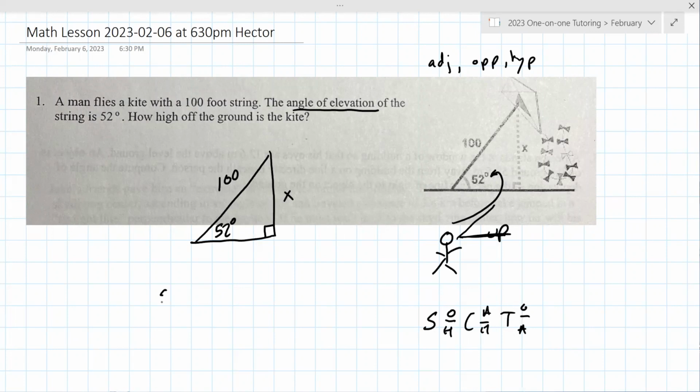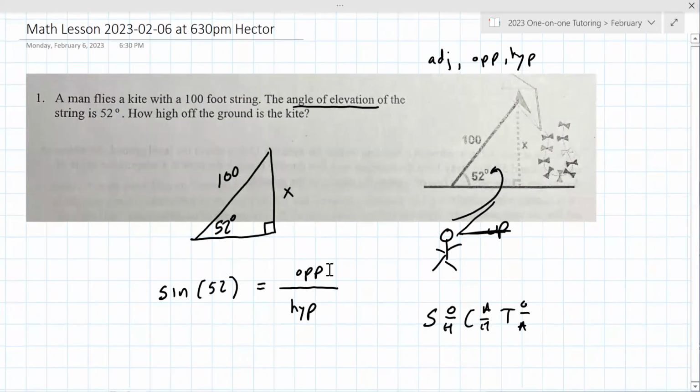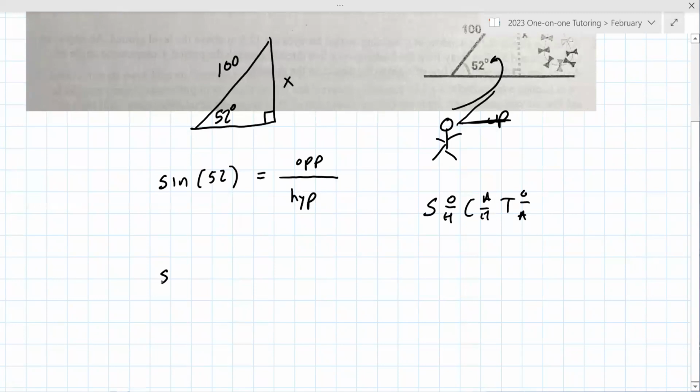So the sine of 52 degrees equals the opposite over the hypotenuse, like this. Is that familiar to you? Is that something you've seen in class? Yeah. Okay, now we're going to substitute in values for those. So which do we know, the opposite or the hypotenuse? The hypotenuse is 100 and the opposite is x. That's right. x over 100, like this.